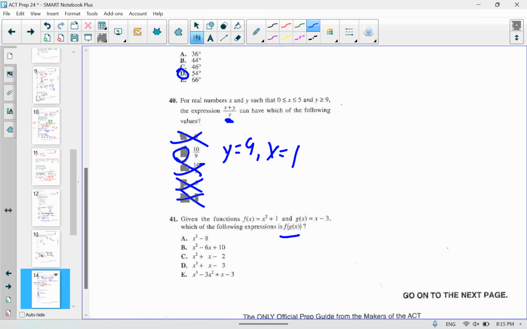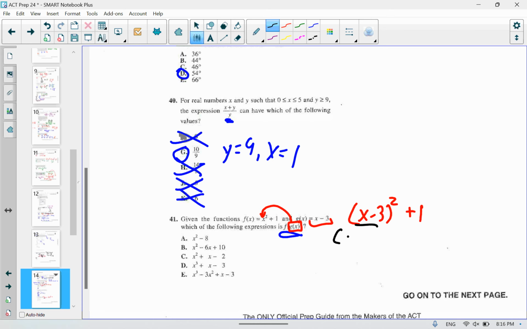Given the functions, what is f of g of x? So this is composition of functions. What this means is the g goes into the x for the f function. So in this case, f of x is originally x squared. That's going to be replaced with this. So I get x minus 3 squared plus 1.